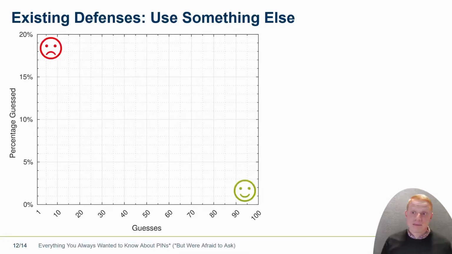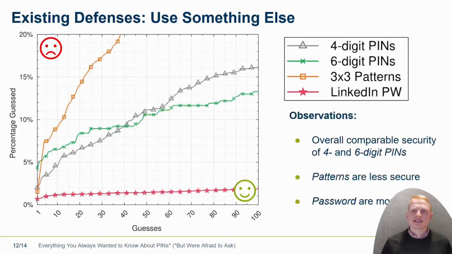So we want to end up in the lower left. Many guesses, but not a high success rate. Where we don't want to end up is on the upper left. We want to end up on the lower right. Because if the attacker makes just a few guesses and is very successful, that is really not a system that we want to employ.